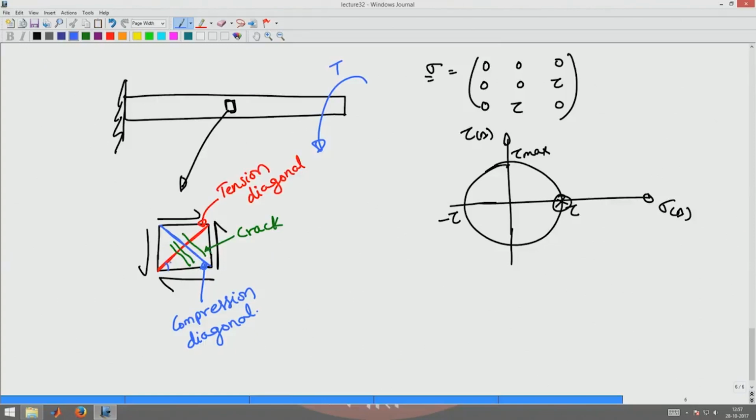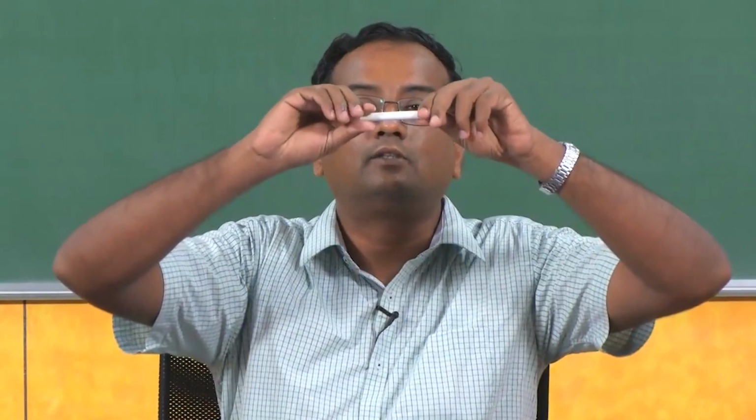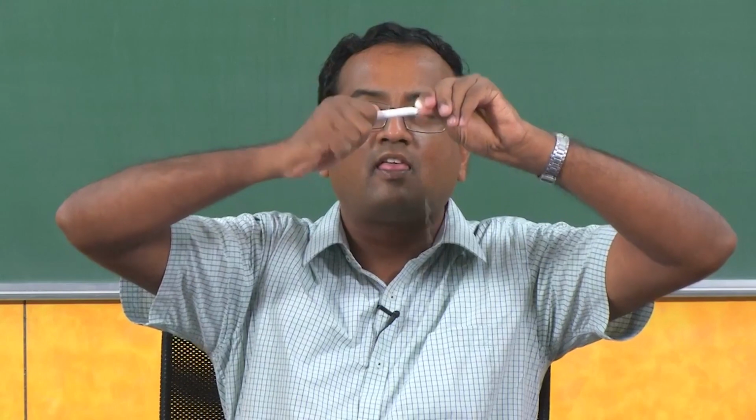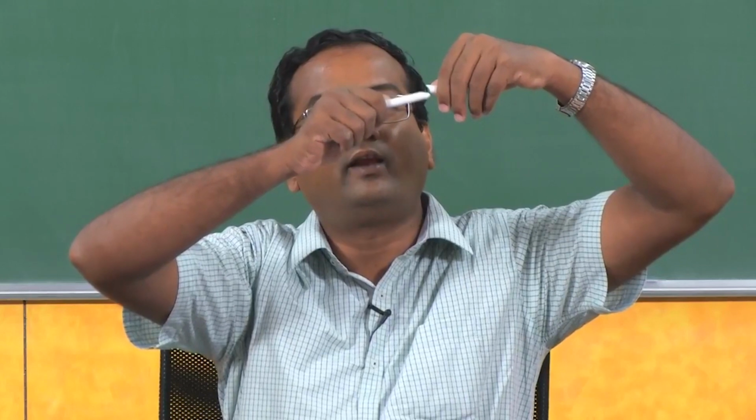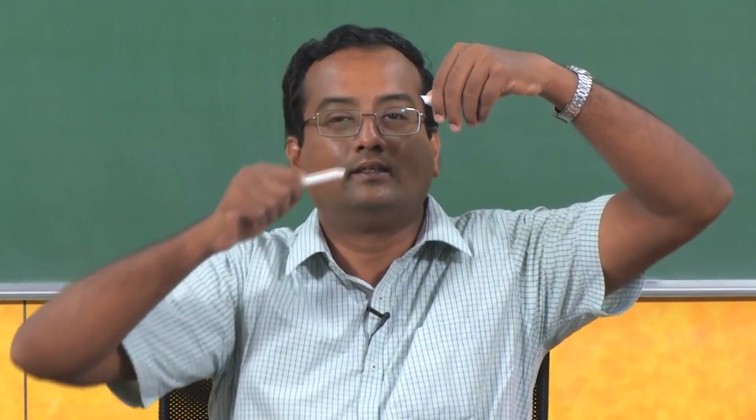So, you know from the Mohr circle that this tension and compression occurs at 45 degree inclination to the axis of the beam. Now, let us take a chalk piece and check whether this happens. I have this chalk piece, so I am twisting it, and you can see that the failure envelope is roughly 45 degrees.